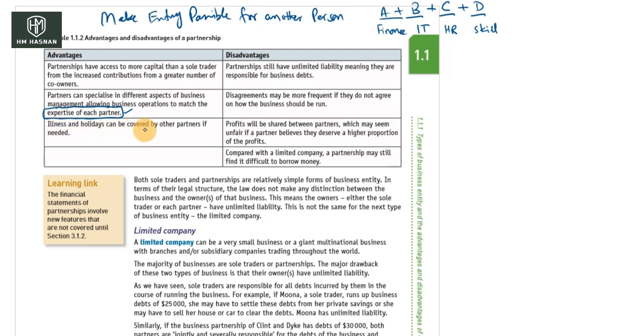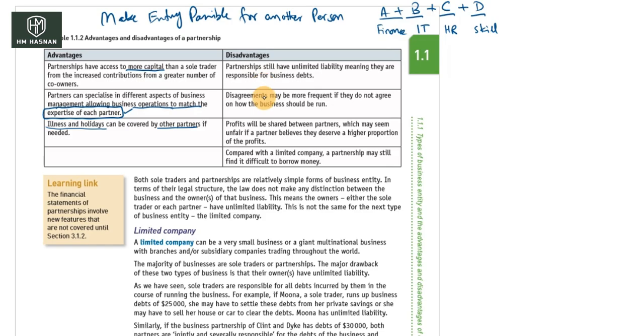Illness and holiday can be covered by other partners if needed. If some partner is ill and absent and can't join the business, the other person can fill the space and manage the business in the absence of the ill partner. So it's an advantage of the partnership business. So there are three advantages actually. Increase capital, we can increase more capital. We can hire skilled persons to match the business need. And the third one is, if one person does not come to the business, the other person fills up the space.